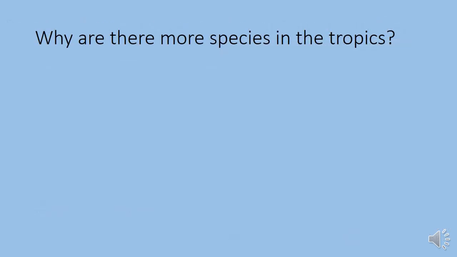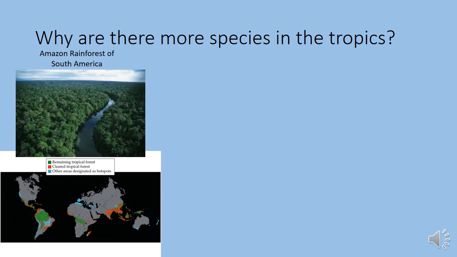Okay, so we've seen that the tropics are wetter, that they're rainforest and not deserts. And so now we're going to look at why there are more species in the tropics. So we look at the Amazon rainforest in South America. There's a lot of stuff there. We got the Amazon River, we got this huge, vast forest.